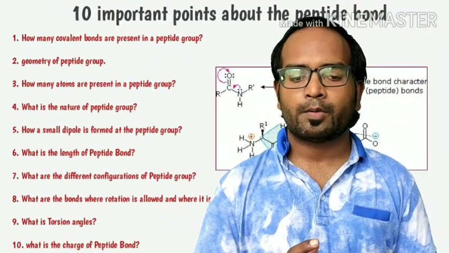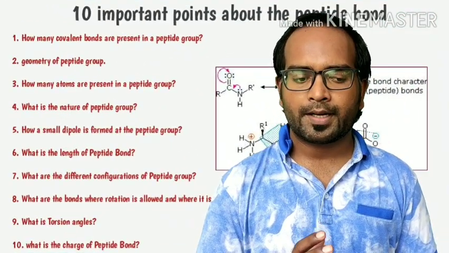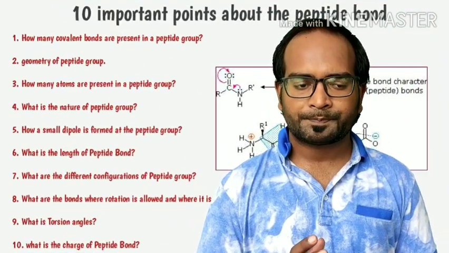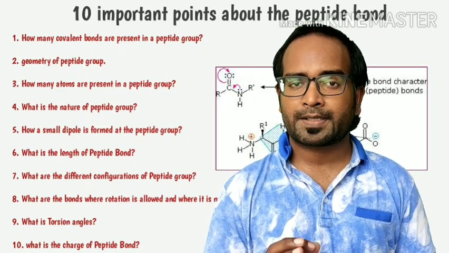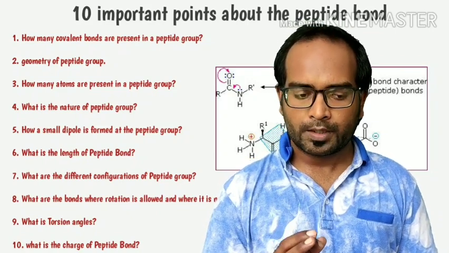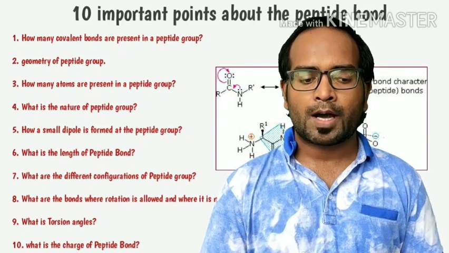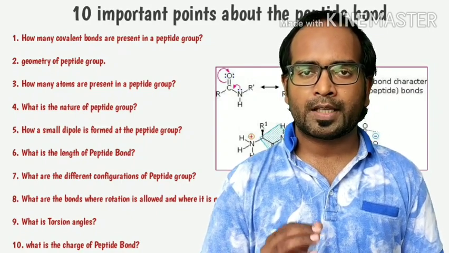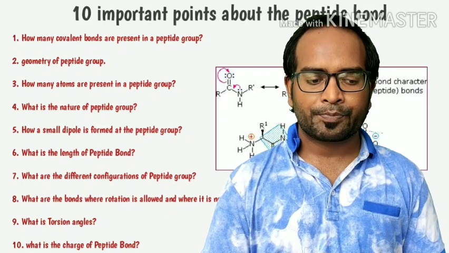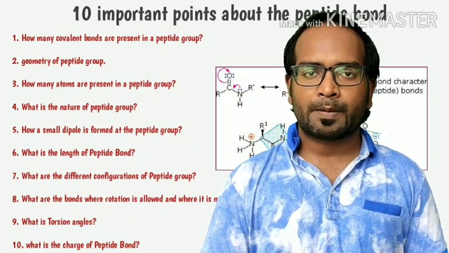First, how many covalent bonds are present in the peptide group? Second, what is the geometry of the peptide bond? Third, how many atoms are present in the peptide group? Fourth, what is the nature of the peptide group? Fifth, how is a small dipole formed at the peptide group? Sixth, what is the length of the peptide bond?